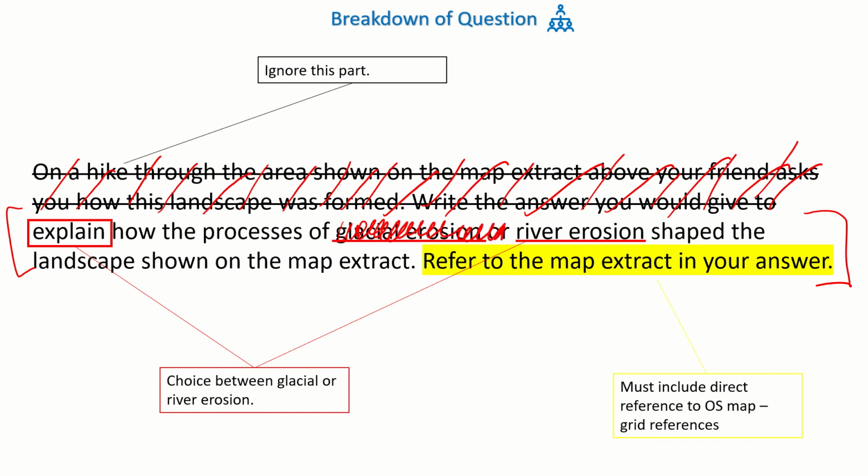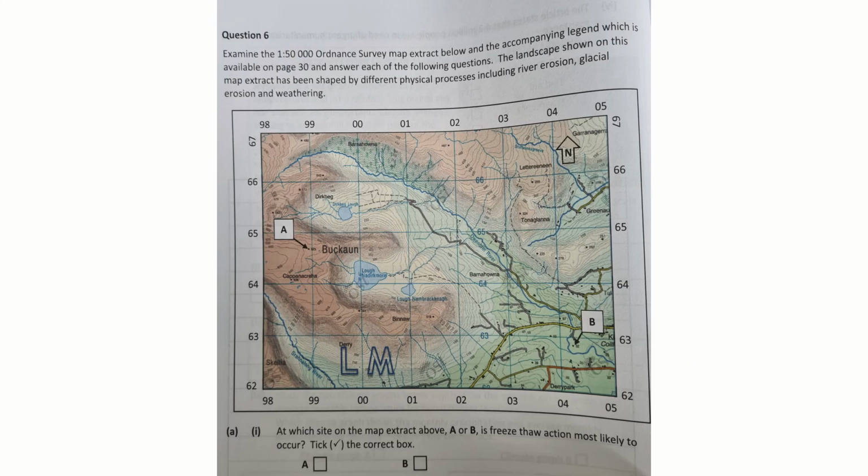Now we're going to read through the question in its entirety and think about what our answer is going to be. We have to explain how the processes of river erosion shape the landscape shown on the map extract. Refer to the map in your answer. So what we need to do is explain how river erosion shaped the landscape, and we have to find evidence from the map to support our answer.